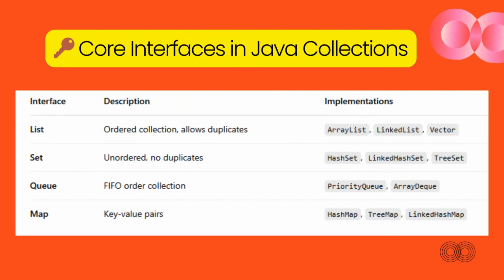Let's see the core interfaces in the Java collection. In the core interfaces in Java collection, the first we have is a list. In a list, we see there is an ordered collection and it allows users to duplicate data.